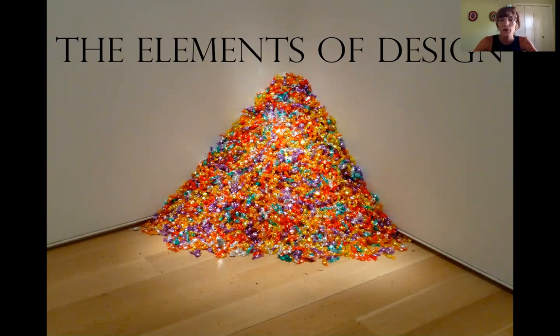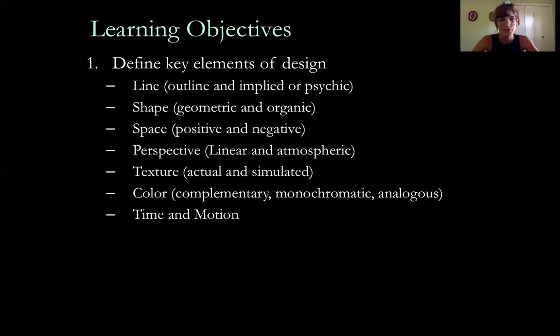There are quite a few elements that we have to get through, so I'll get right into it. Here are the learning objectives for this lecture. Basically, we're going to go over all the key elements of design that are going to be covered for this part of the unit. So line, and within line, we'll talk about outline as well as implied line and psychic line. Within shape, which is another element, we'll talk about geometric and organic shapes.